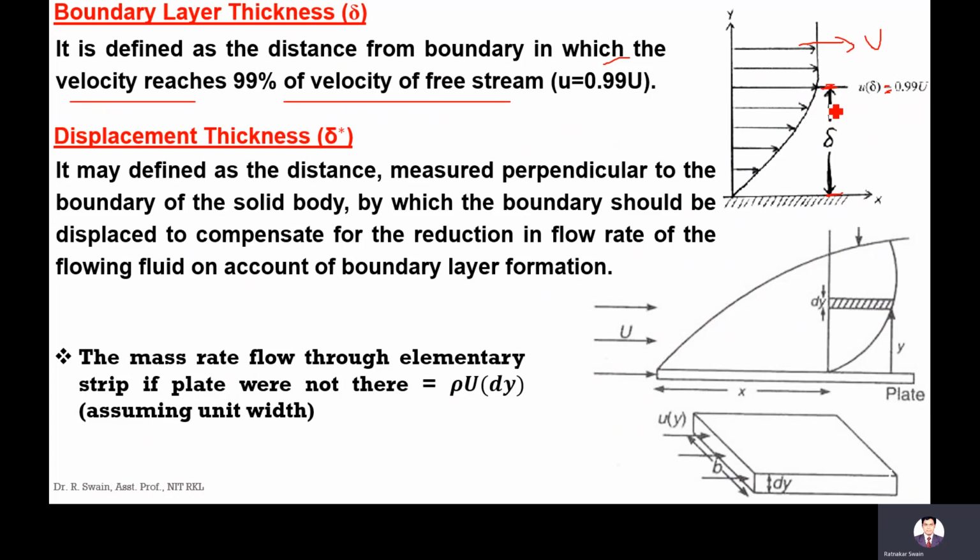Next is the displacement thickness. What is displacement thickness? It may be defined as the distance measured perpendicular to the boundary of the solid body, by which the boundary should be displaced. This boundary should be displaced to compensate for the reduction in flow rate of the flowing fluid on account of boundary layer formation.